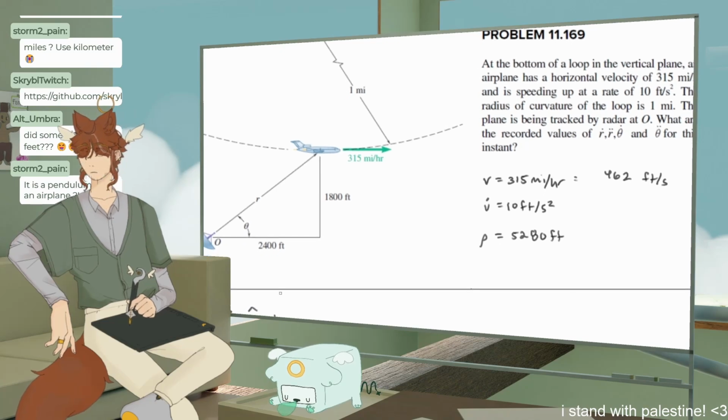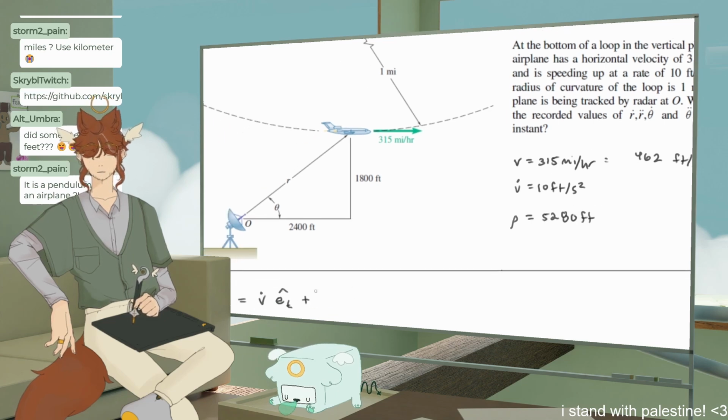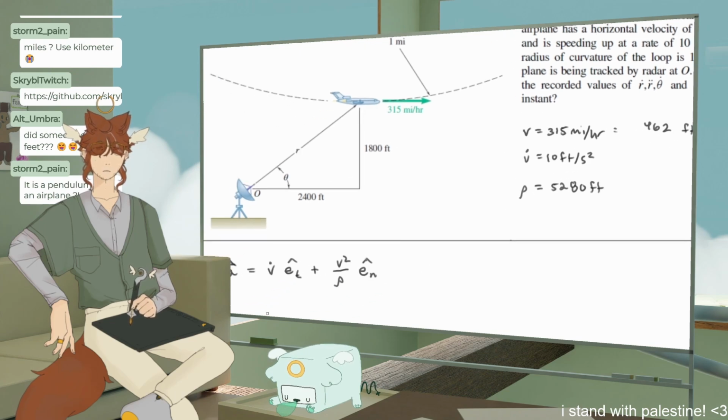Wait. Nope, e sub t comes first in t. I was thinking of the other way. Yeah, v dot e sub t, and then we've got v squared over rho e sub n. So that's our normal. So our v dot is going to equal, I don't know, 462. That's not right, I lied. 10 feet per second squared.